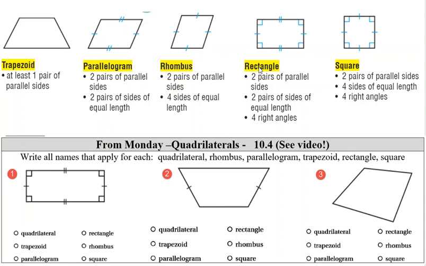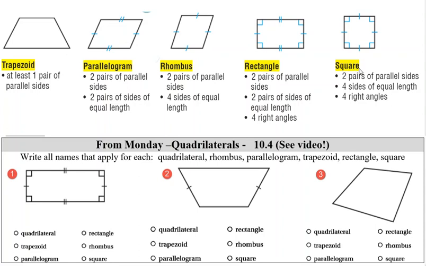A rectangle. Well, a rectangle has two sets of parallel lines. The top and the bottom are parallel. The left and the right-hand side are parallel, but they are not of the same length. The left and the right are of the same length. The top and the bottom are the same, but not all four. Notice that each corner is a 90-degree angle. It's a right angle, and that's a characteristic of a rectangle.